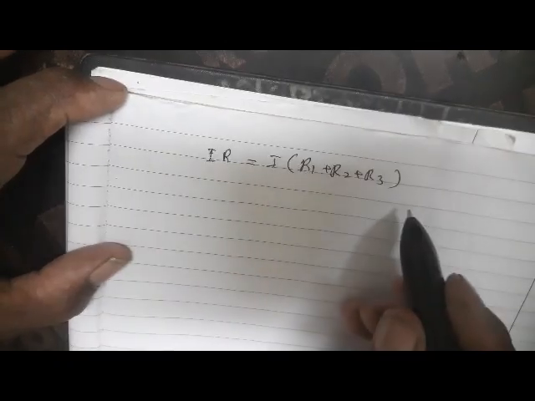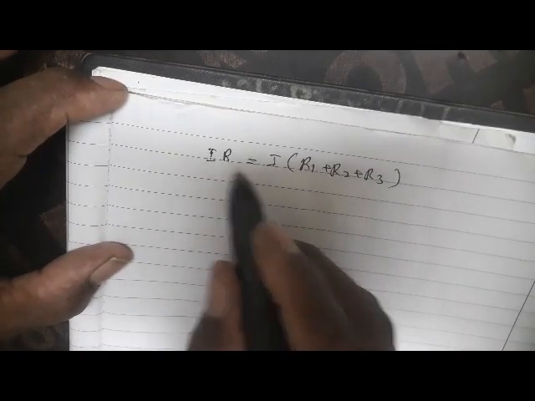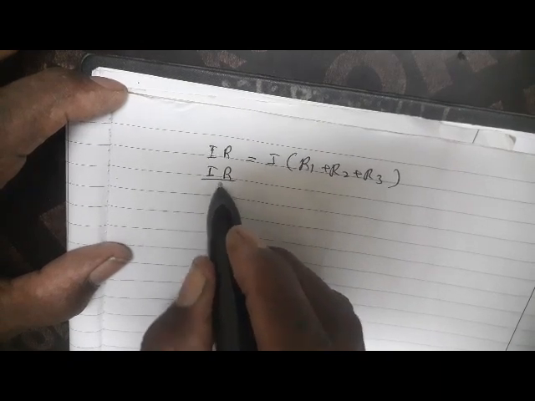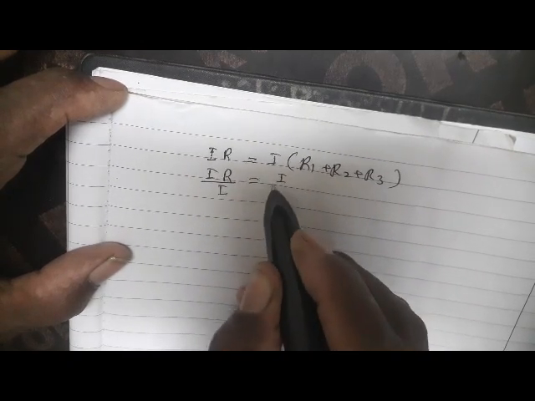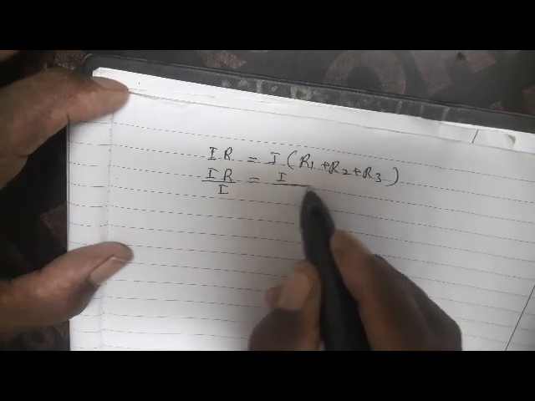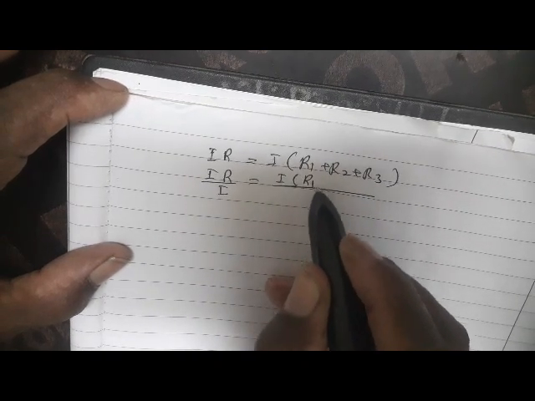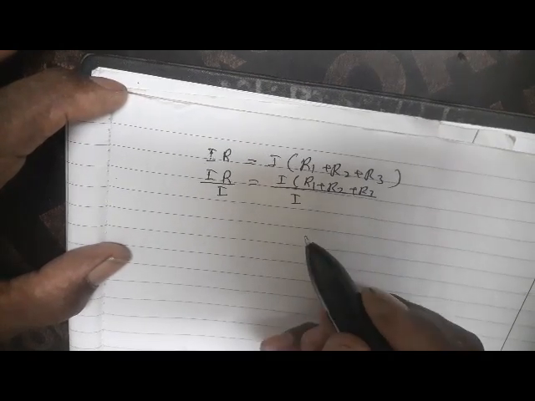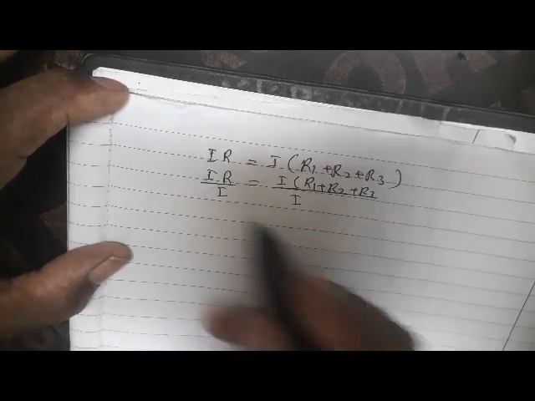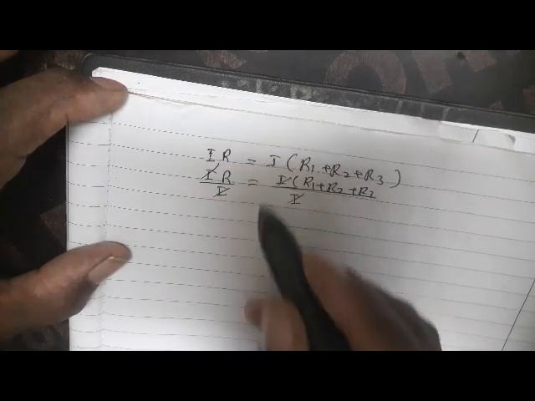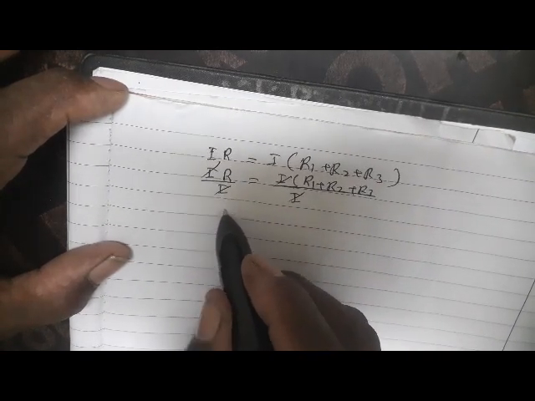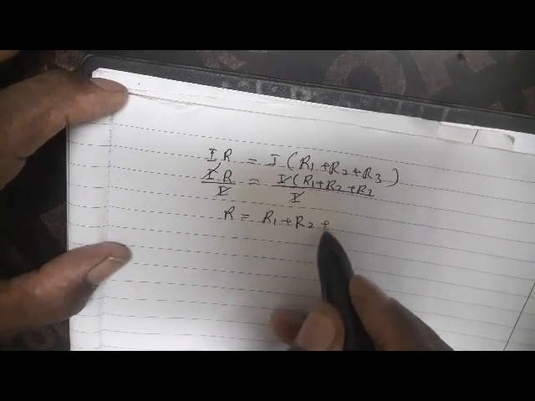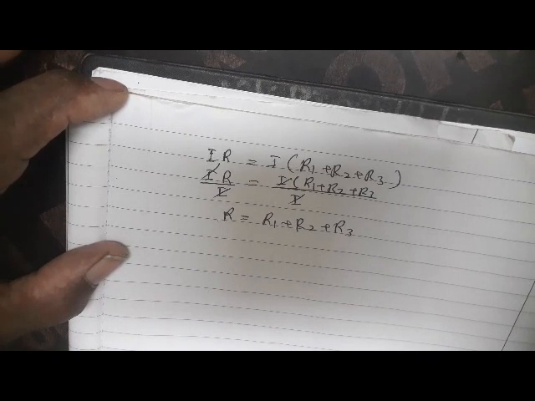If I divide both sides by I, the I will cancel, so R is equal to R1 plus R2 plus R3.